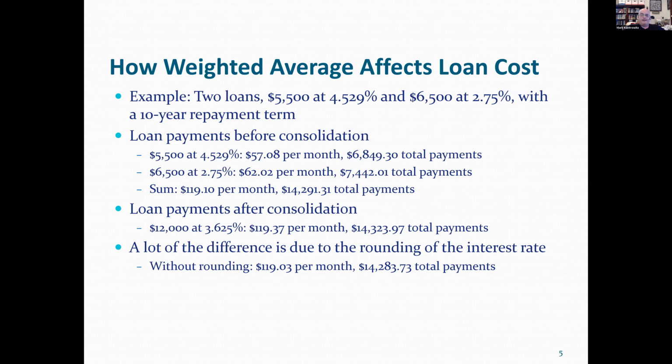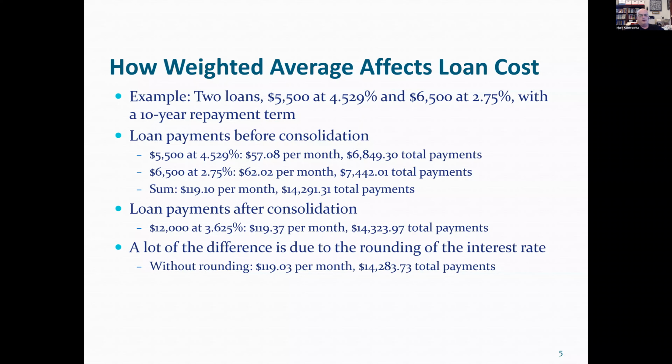So then let's look at what happens after consolidation. It's one loan, $12,000, at 3.625%. That yields a monthly payment of $119.37. That's 27 cents more than before, and we'll show that that's largely due to the rounding up of the interest rate. And the total payments is $14,324. So a little bit more, $33 more in total payments. So it's not significantly affecting the cost of the loan.